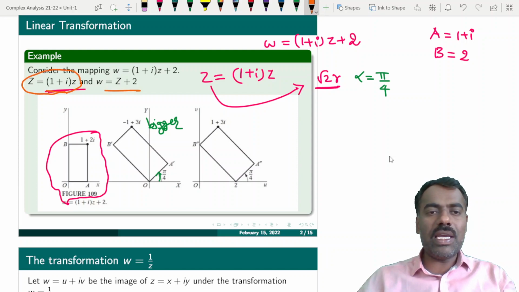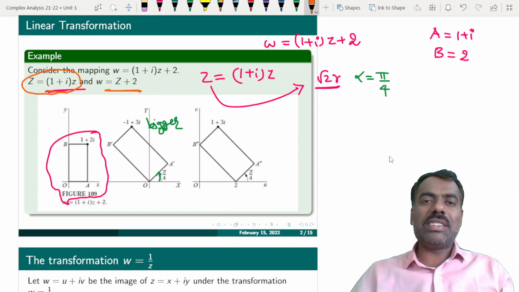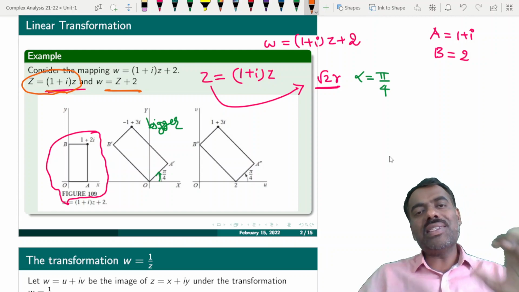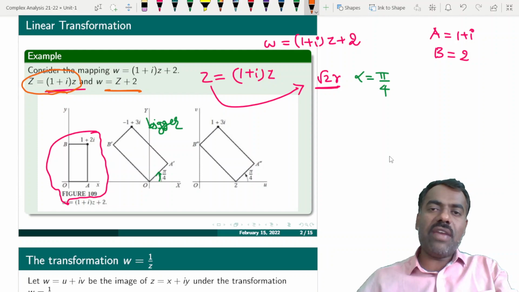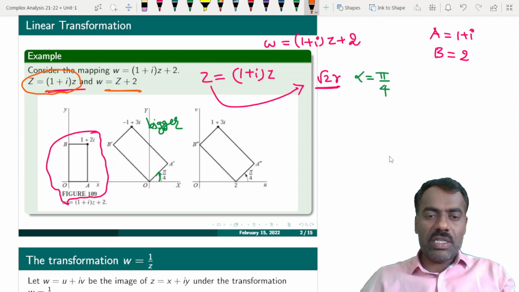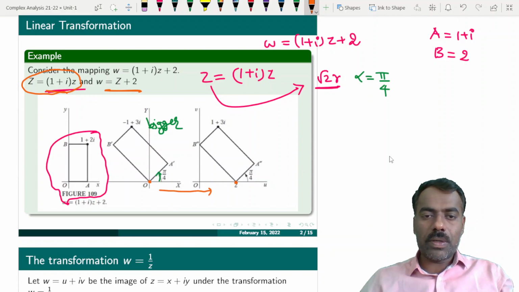Now what is remaining is this z plus 2. That means it is a translation. The shape is as it is. It doesn't rotate. The only thing is it shifts everything by 2 units. So what earlier was the origin will now be shifted by 2 units. So this B prime will be shifted by 2 units here, here and here. So finally this is our final transformation.